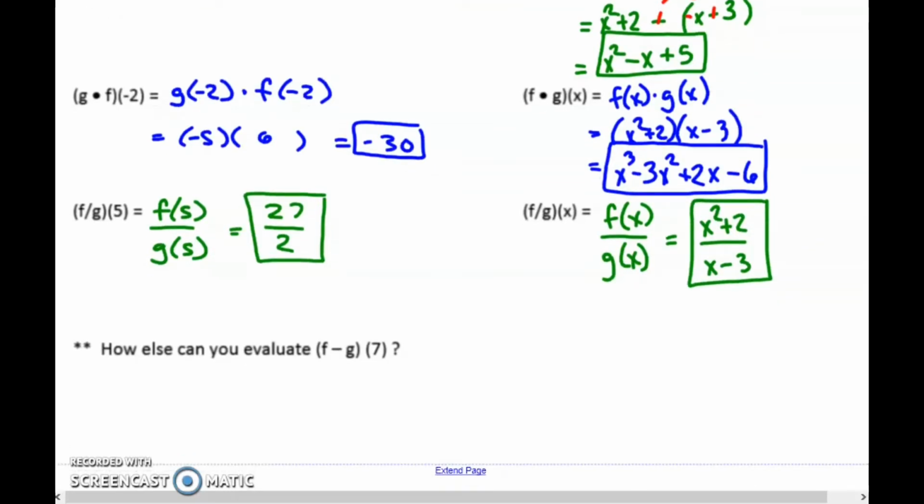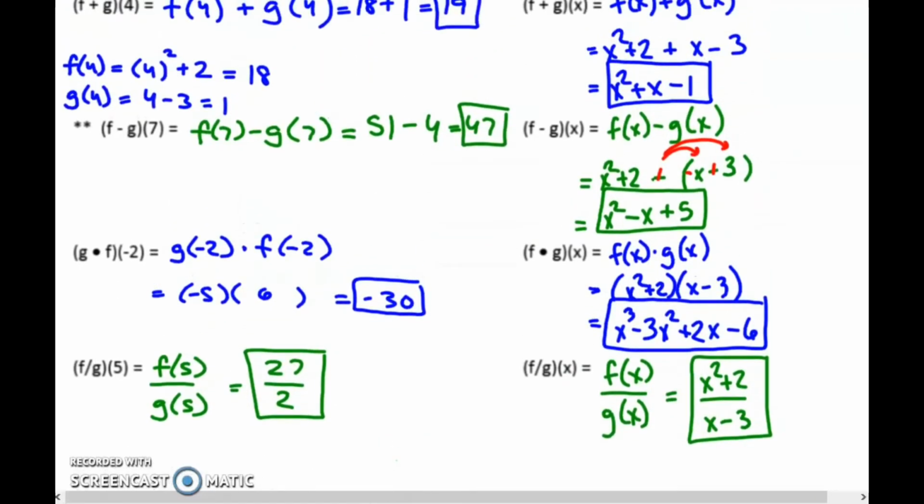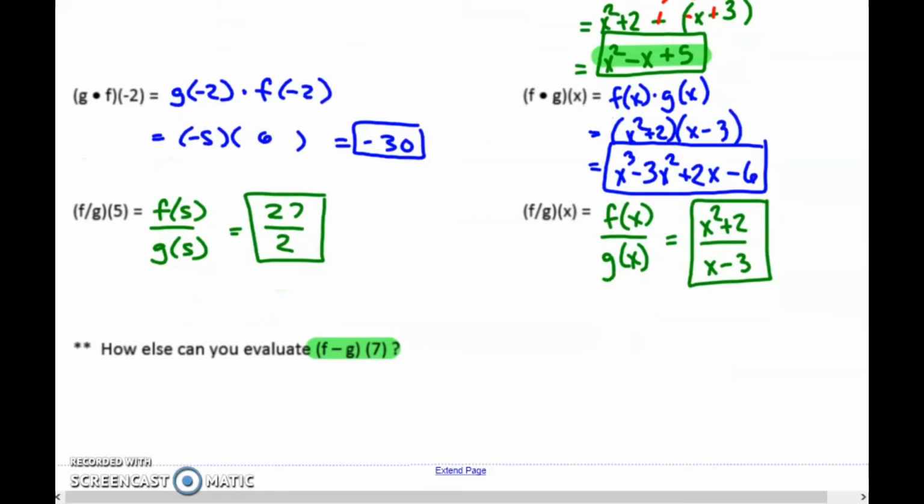Now the last thing I want you to take a look at here real quick, how else could you evaluate f minus g of 7? If you notice here, f minus g of 7, we've already done it, but take a look up here where we did f minus g of x, and we came up with this. So there is another method here. It takes a little bit longer, but the first thing you could do is find f minus g of x. We did that already, and we got x squared minus x plus 5.